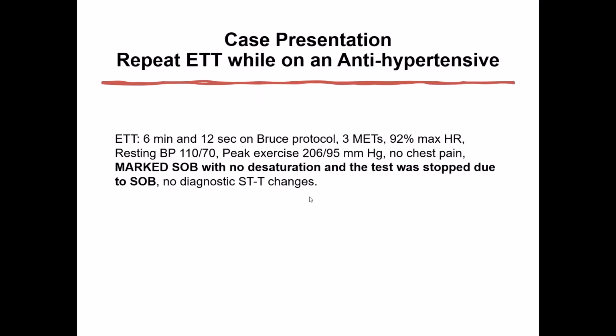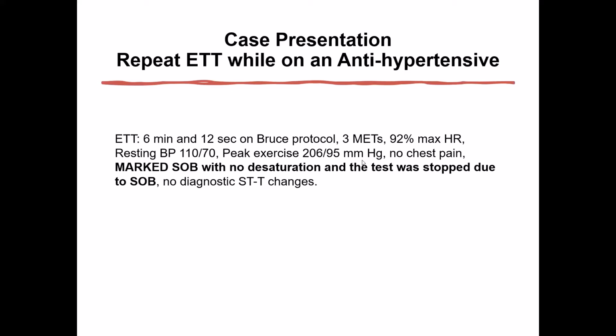Okay. So this time, last time she was on the treadmill for 6 minutes and 17 seconds. This time she was on the treadmill for 6 minutes and 12 seconds. So it's exactly the same replica. And she achieved, that's a typo there, METs. She achieved 92% max heart rate. And her resting blood pressure was better. But when you look at the peak exercise, her blood pressure was 206 over 95.